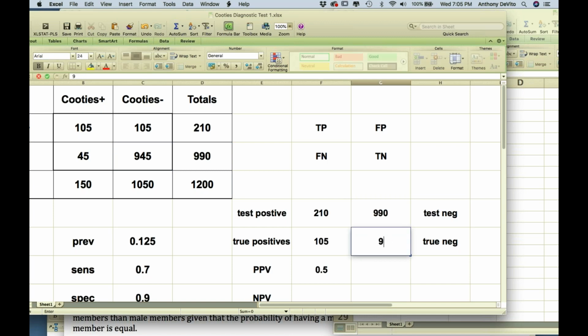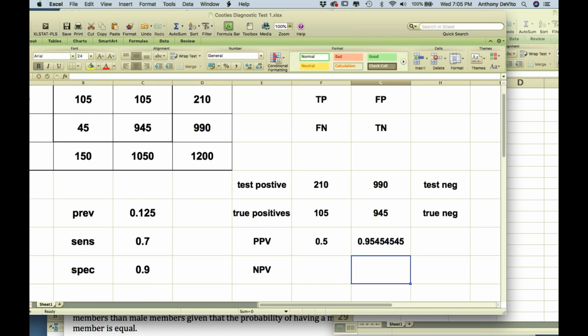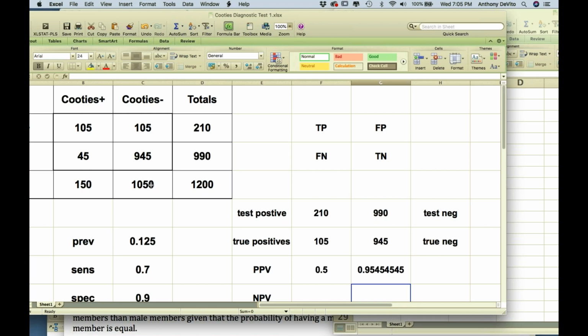So what's our negative predictive value? Our negative predictive value is equal to 945 over 990, which is 95%. Now, I know what happened before was you looked at, Angelia, you looked at the 105 and the 1050, and you noticed that it was 10%, right? What we really want to know is out of the total number of negative results, how many of them are really truly negatives, people that don't have cooties, right? So it's 945 over 990.